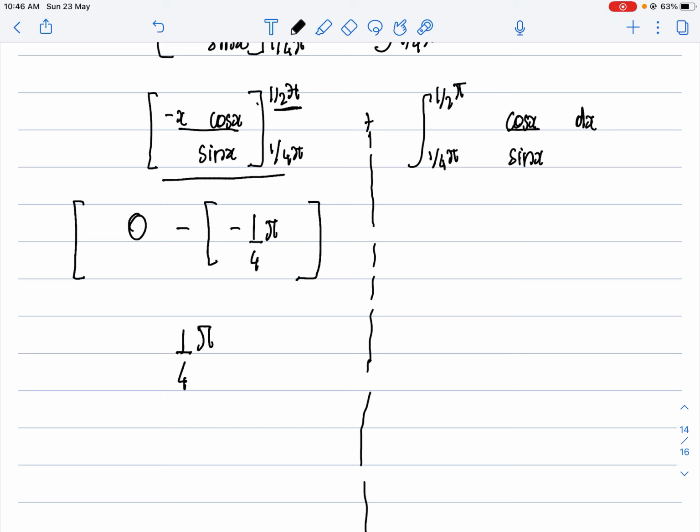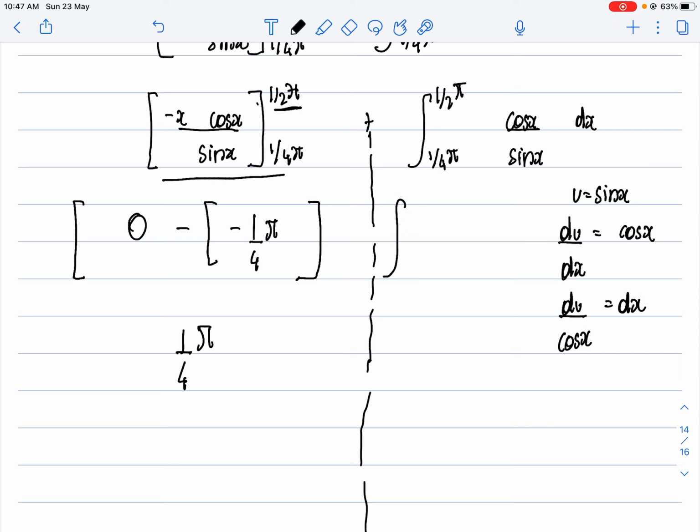How do I integrate cos x over sin x? I can't use by parts, I can't use partial fractions. The only thing I can use is integration by substitution. So here I take my u as sin x. So I get my du by dx, basically the differentiation of sin x, which is cos x. So I get du by cos x equals dx.